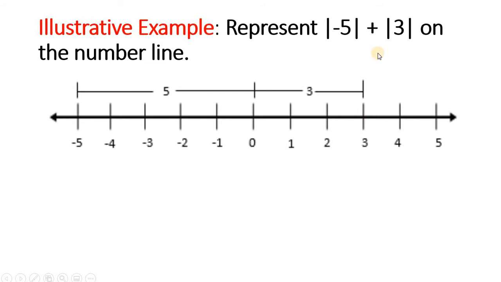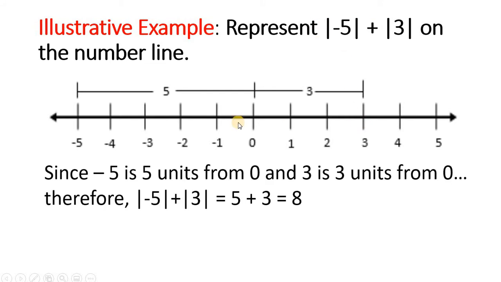Okay. So, since it is in absolute value, negative 5 is 5 units from 0, and 3 is 3 units from 0. Therefore, absolute value of negative 5 plus absolute value of 3 is just equal to 5 plus 3, of course, which is equal to 8. Okay? Because, absolute value, we are pertaining to the distance, which is always a positive number.